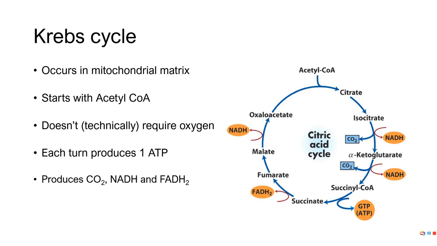The carbon dioxide needs to be eliminated, which we do by breathing out, while the NADH and FADH2 will be used later in the electron transport chain. Since we get two molecules of pyruvate from glycolysis, this allows the formation of two acetyl-CoA. Each of these go through a turn of the cycle, and ultimately we form 2 ATP.